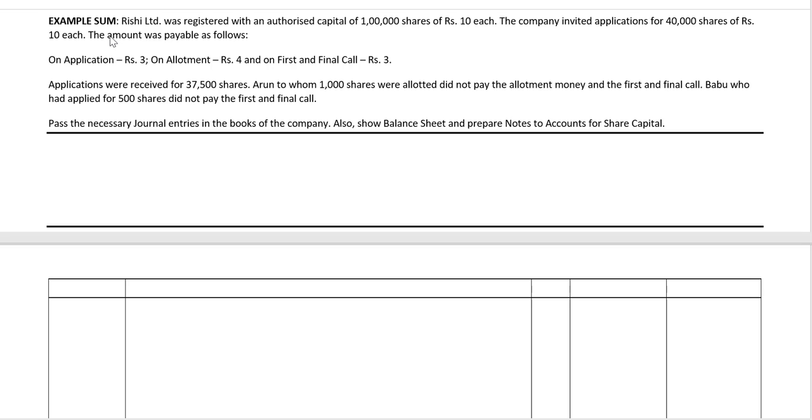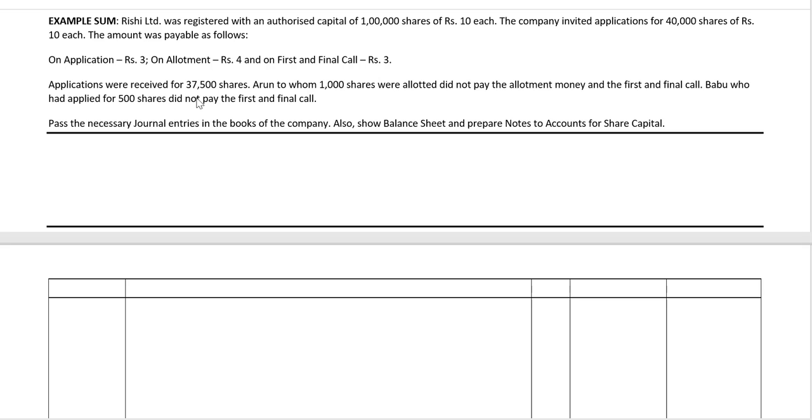Example sum. Rishi Limited was registered with an authorized capital of 1 lakh shares of rupees 10 each. The company invited applications for 40,000 shares of rupees 10 each. The amount was payable as follows: on application rupees 3, on allotment rupees 4, and on first and final call rupees 3.